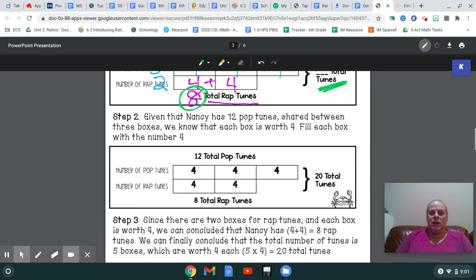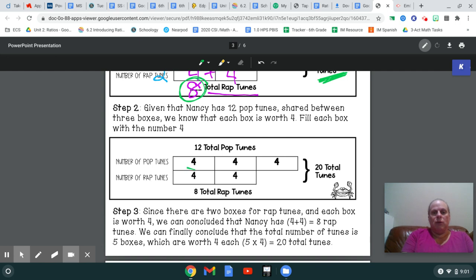All right, so I just kind of went through that. That's what this is talking about right here. It's saying that we're going to put 4 in each box, which we just figured out. When we add those bottom 2 together, 4 plus 4, that gives us the total of 8 rap tunes. When you add the 8 to the 12, there's your 20 total songs or tunes on her phone.